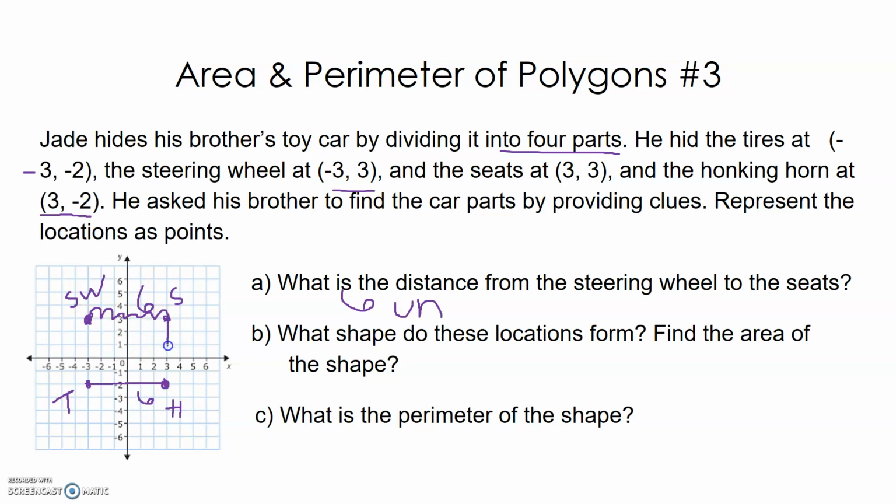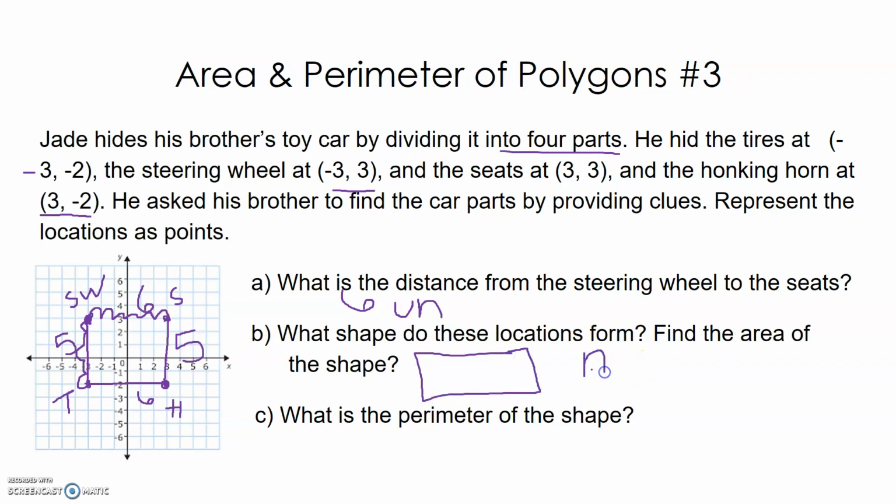But now we have to figure out the distance from either the steering wheel to the tires or the seats to the horn. So I'm going to count 1, 2, 3, 4, 5. So that distance is 5. So that actually forms a rectangle since opposite sides are the same, and not all the sides are the same like it would have been in the square. So that forms a rectangle.